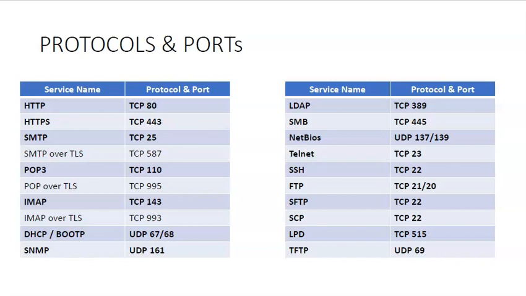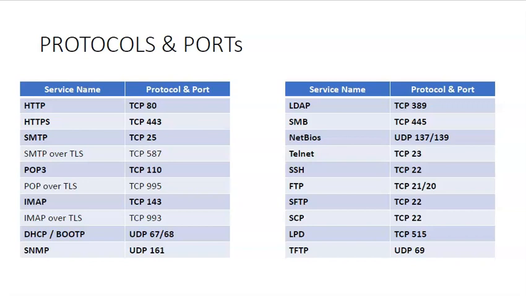After that, DHCP and BootP both of these work on UDP port numbers 67 and 68. DHCP is the Dynamic Host Configuration Protocol, which we use for automatic IP assignment, and BootP we normally use for booting an OS via network, like in PXE boot.